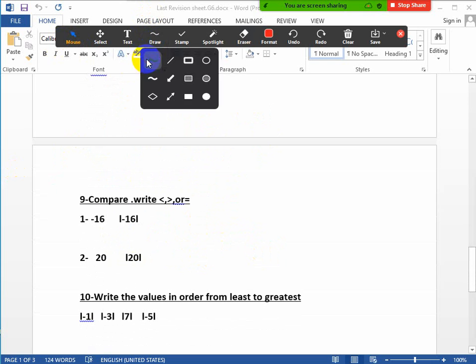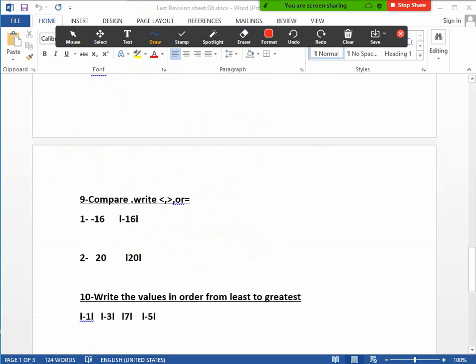Now I want to compare between those two numbers. Who didn't answer? Yes, Jenna. Open the mic and compare between negative 16 and the absolute value for negative 16. Which one is the greater? What is the absolute value for negative 16? Very good. So which one is the greater? Very good. This one. Thank you, dear.